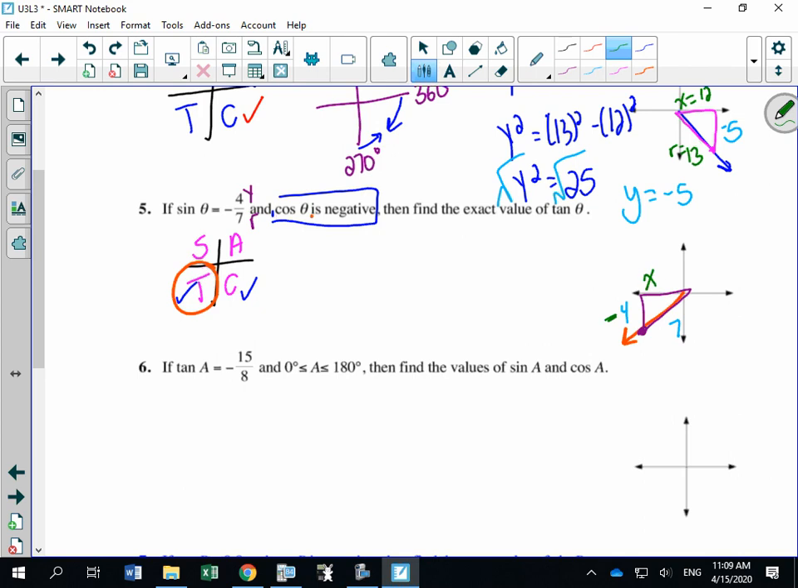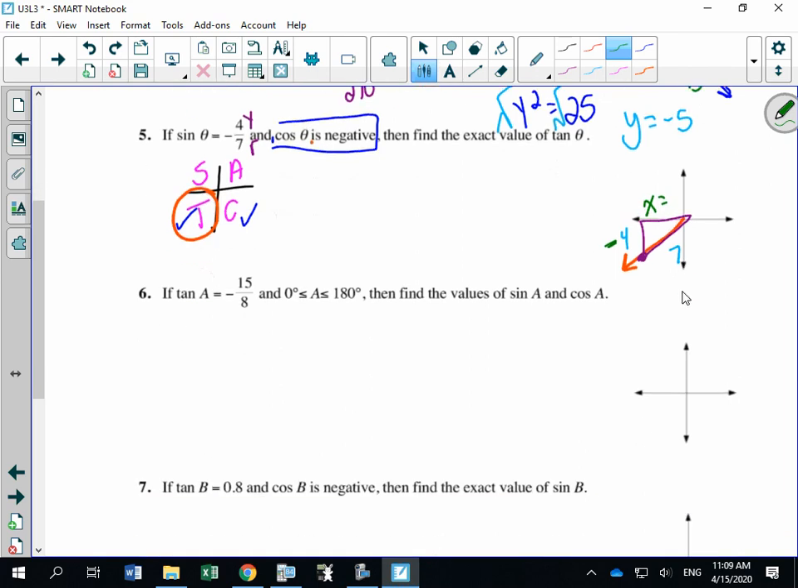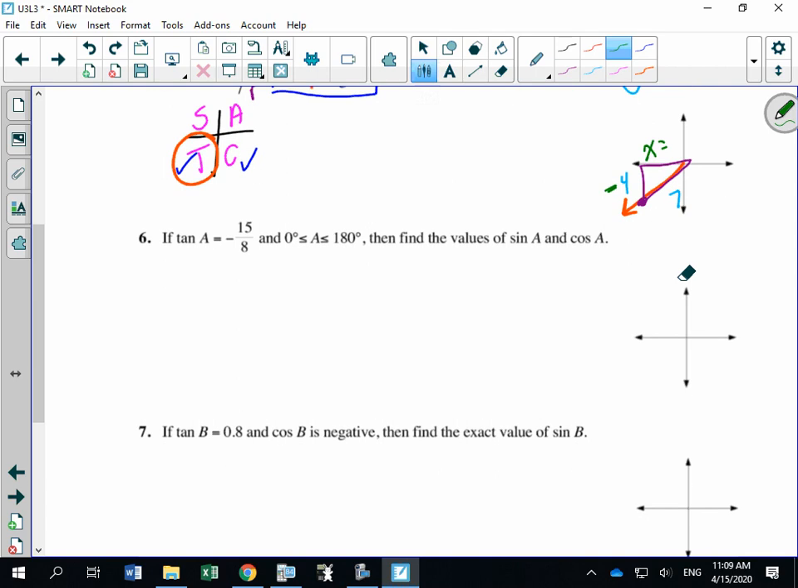And you guys are going to use Pythagoras' theorem to figure out x. And x better be a negative number, right? So make sure you get x is negative. Last question I'll show you.